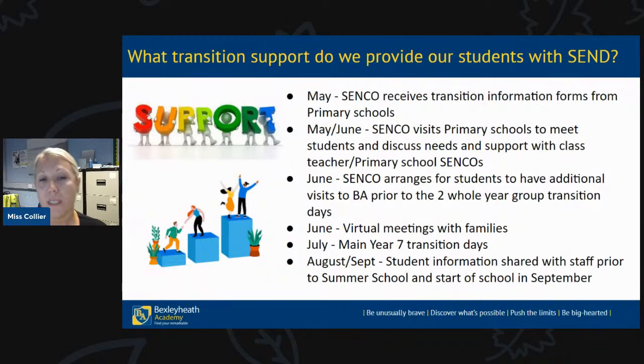And then across the summer holidays and into early September, all of our information is shared with all of our teachers across the school to make sure that they know how to differentiate and provide for every student who they're going to meet the following week. So it's quite a lengthy process, but a lot of work and time goes into making sure that your young people will come here and have a really smooth and safe transition, so that we can allay any fears that they may have.